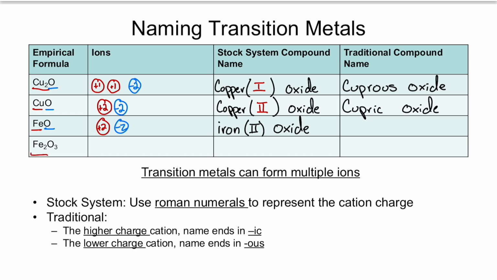For our second one, this one has 2 iron ions and 3 oxide ions. Well, that's a total negative charge of -6, which means we have to have a total positive charge of +6. Well, the only way to get that from 2 iron ions is if they're each a +3. So the second compound would be iron, Roman numeral 3, oxide.